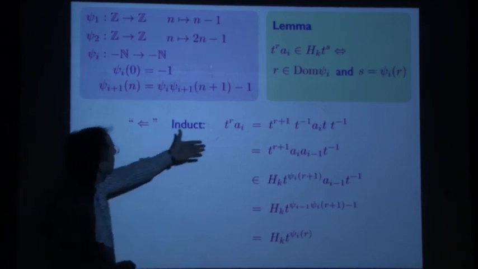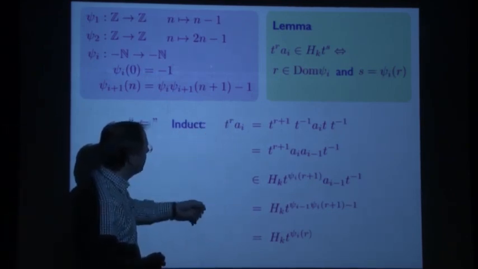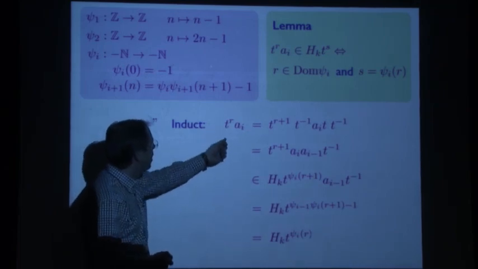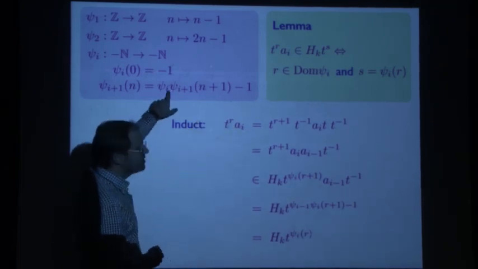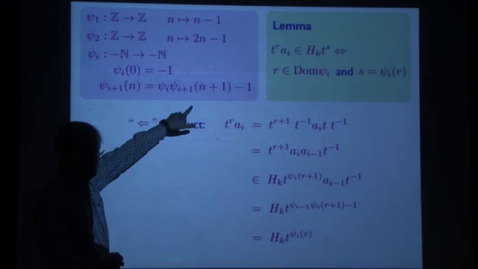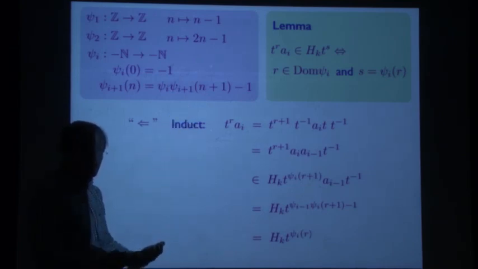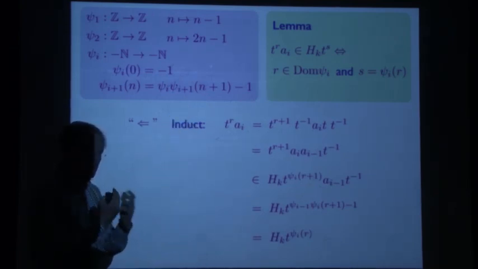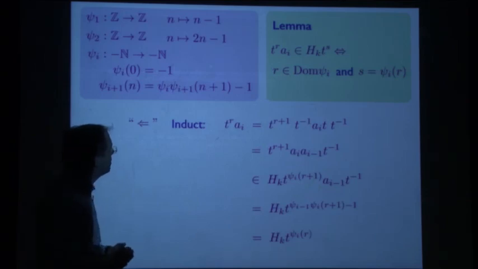So here's the induction step. It's a bit painful because it's a double induction on i and r, but it's where you really see this recursion appear, and therefore where the crazy growth comes from. This is actually the heart of why the crazy growth comes into these groups.